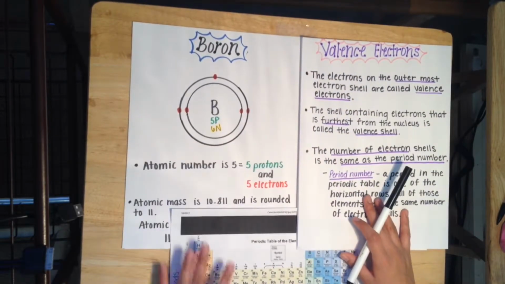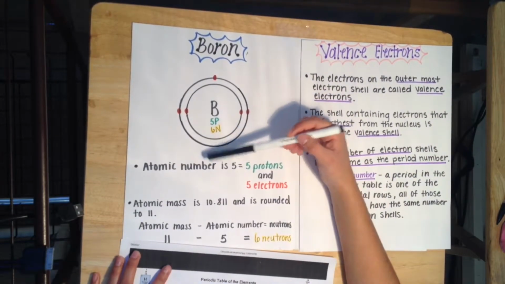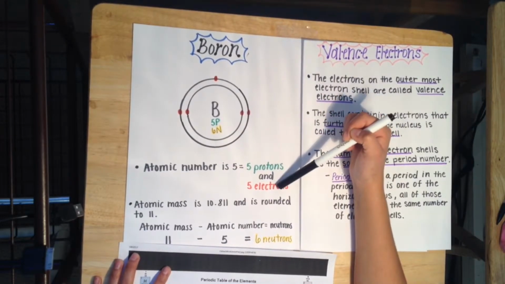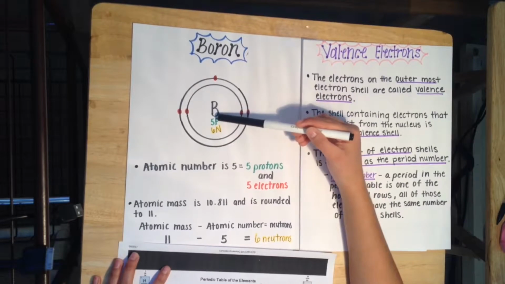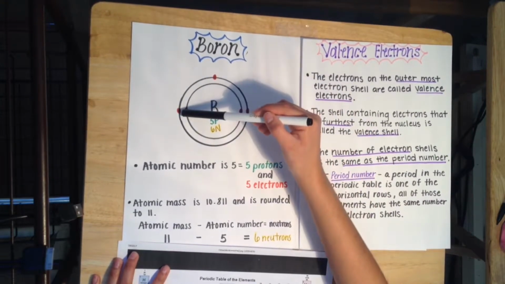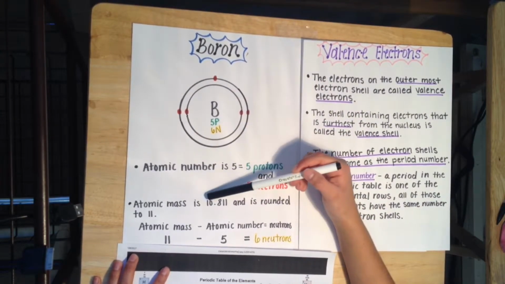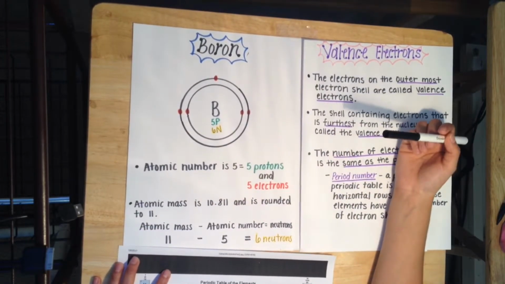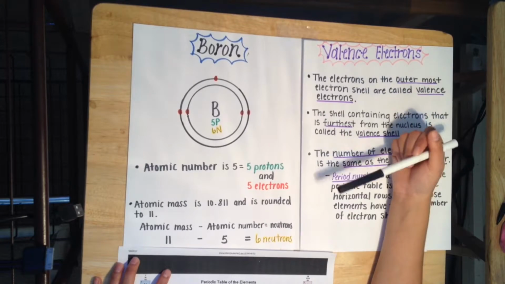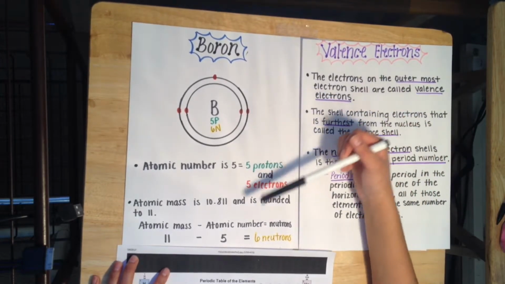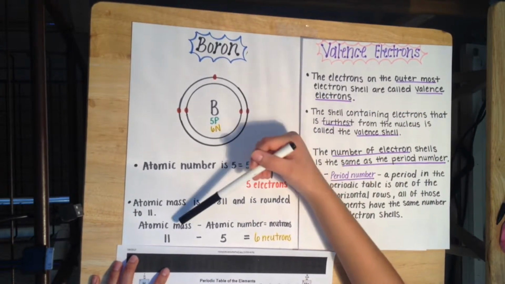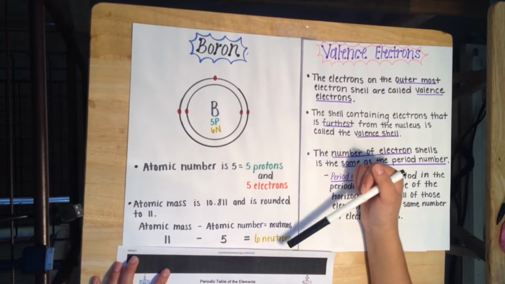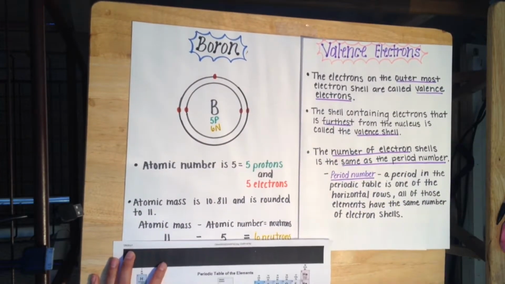So let's go ahead and look over here. Our atomic number is 5, so that equals 5 protons and 5 electrons. The atomic mass is 10.811, and it's rounded to 11. And in order to find the number of neutrons, we need to subtract the atomic number from the atomic mass, which is 11 minus 5, and it gives us 6 neutrons.